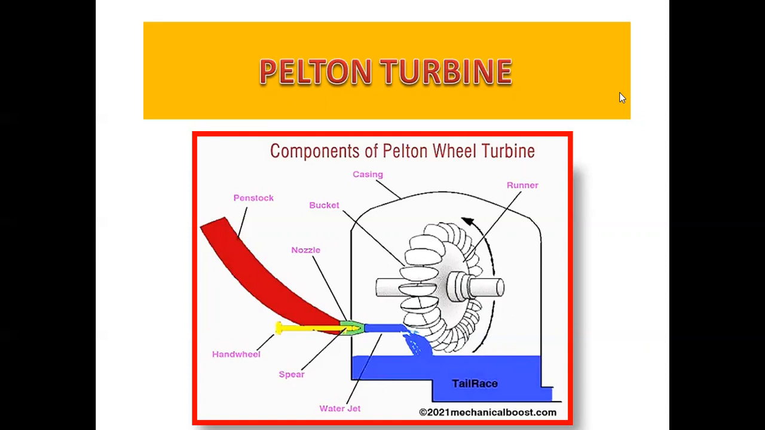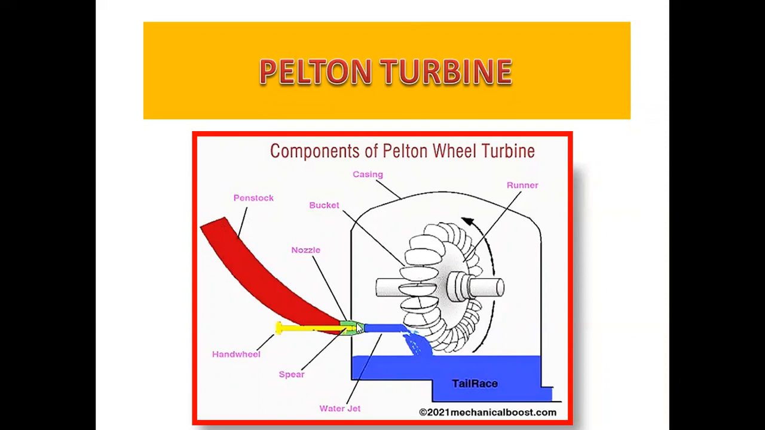The components of the Pelton turbine are given in this picture. Penstock pipe. This penstock pipe is connected to a dam. Before this penstock pipe, there is a reservoir or dam, right? From the reservoir we are supplying the water. Water is supplied through the penstock pipe. After crossing the penstock pipe, the water enters the turbine portion.